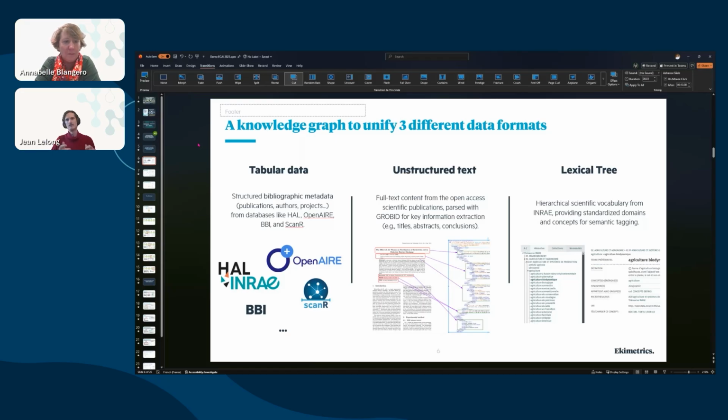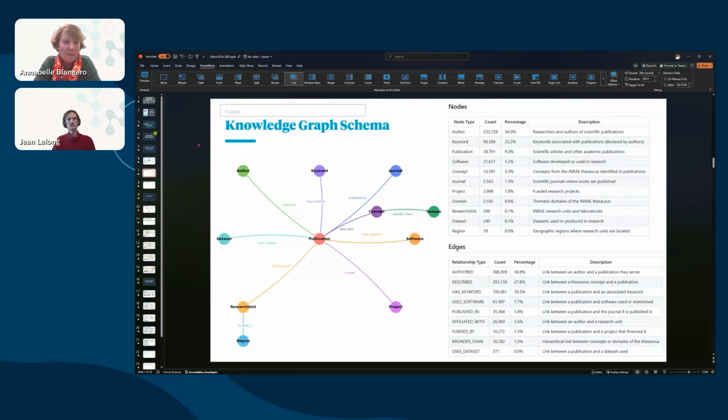And then the lexical tree was to make a link between their way of interacting with the data and our knowledge graph that we made from that data, to use the same words and the same definitions that these very specific and technical people use.